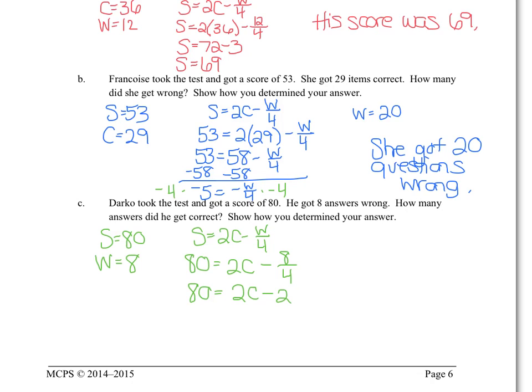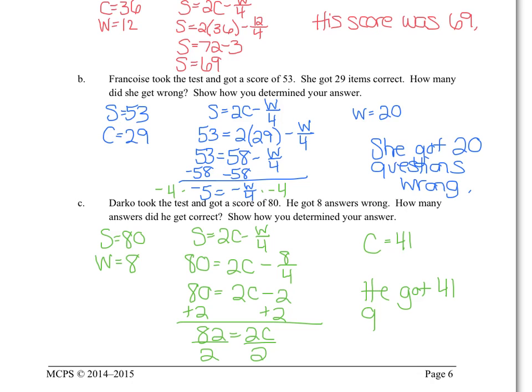So to get C by itself, I'm going to add 2 to both sides and get 82 equals 2C. And then I'm going to divide both sides by 2, and C is going to equal 41. So he got 41 questions correct. And this is the end of Unit 1, Topic 1 of the Algebra exam review.